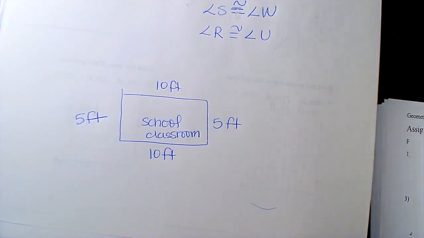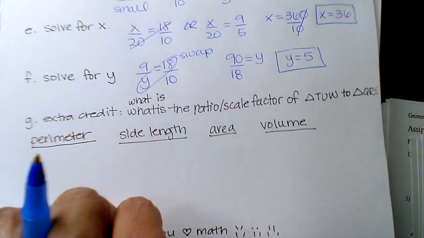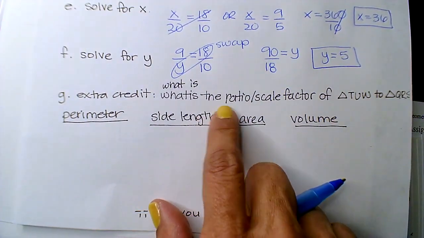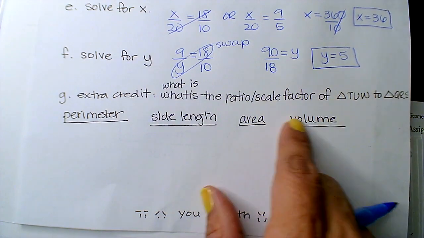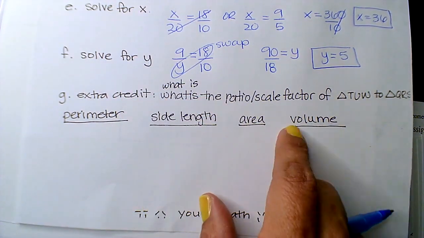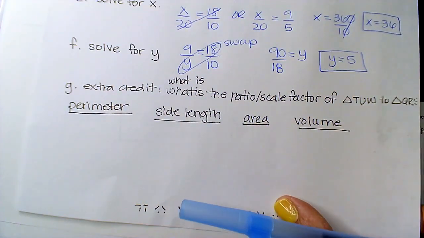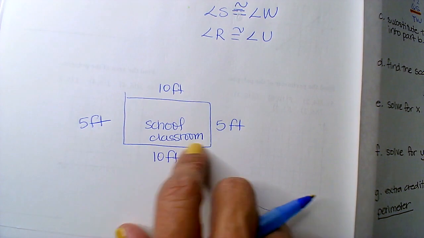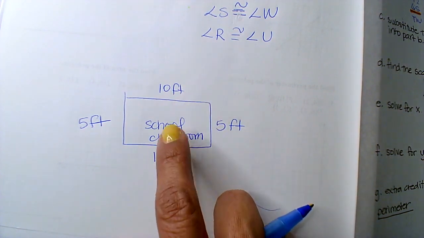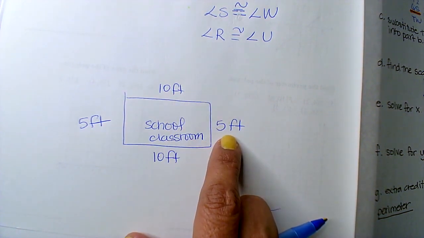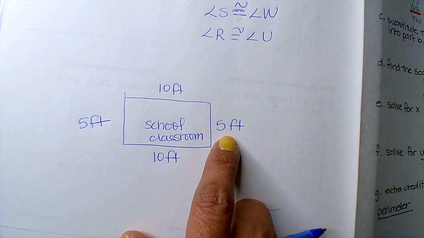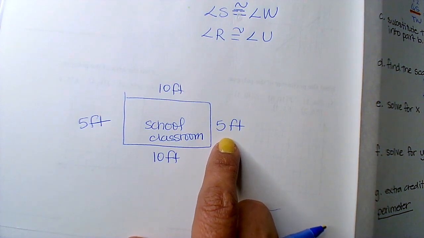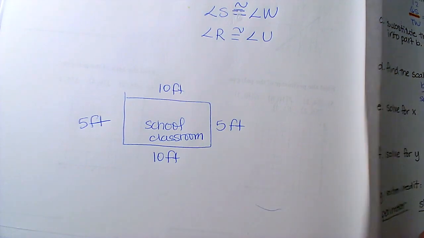Okay, so here you go. If I ask you what is a ratio scale factor of perimeter, side length, area, volume, this is like the easiest way for me to get you guys to remember it. If I ask you what's the perimeter of this classroom, you would say 30 feet.